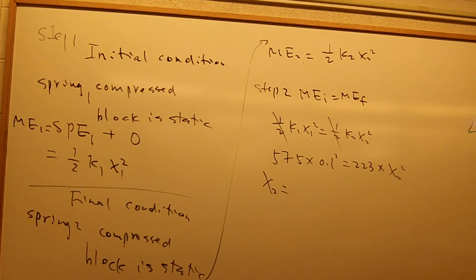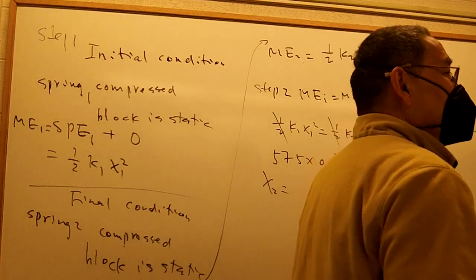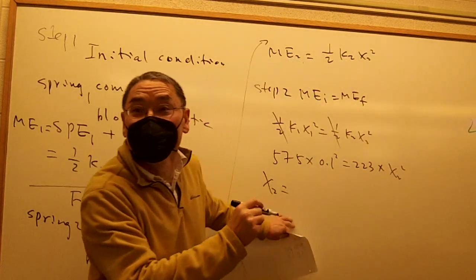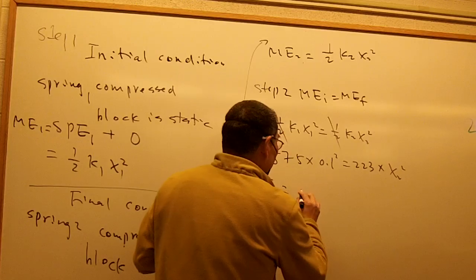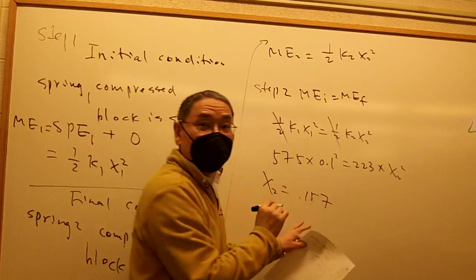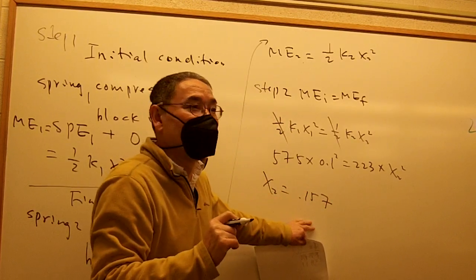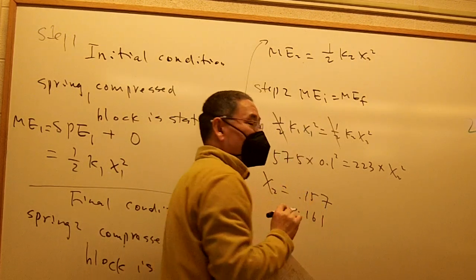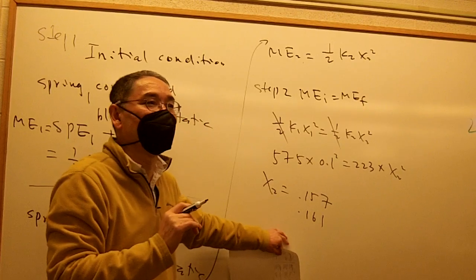Yeah, anyone can tell me the answer? How large did you get? I got 0.157. 0.157, yeah. Anybody else got different numbers? How large did you get? I got 0.161. 0.161. Anybody have different answers from these two?